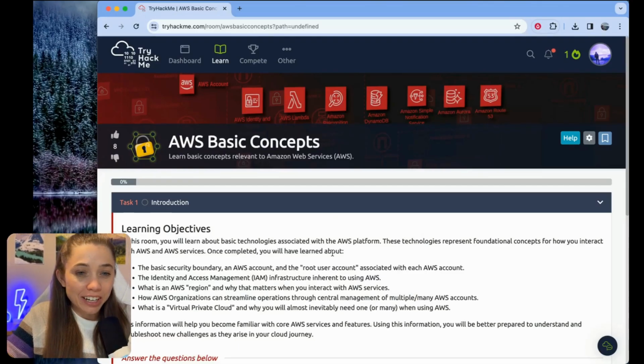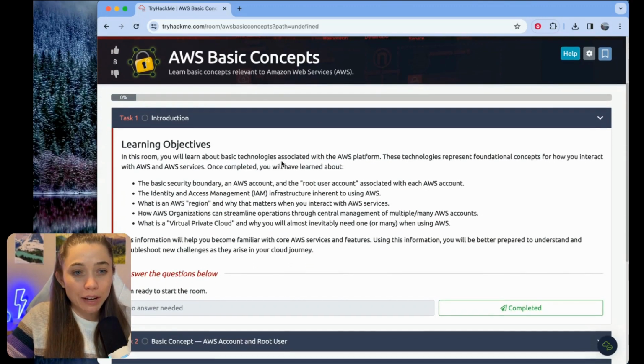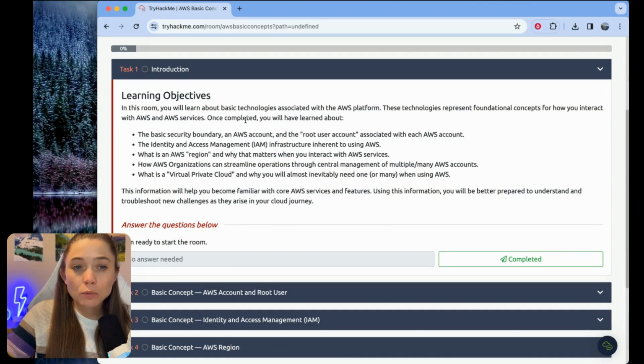All right, so here is the AWS Basic Concepts room. Learn basic concepts relevant to AWS. The room has a few learning objectives. We're going to learn about basic technologies associated with the AWS platform. These technologies represent foundational concepts for how you interact with AWS and AWS services.